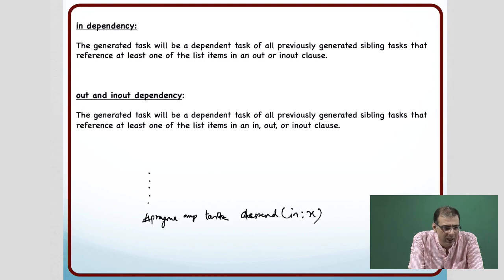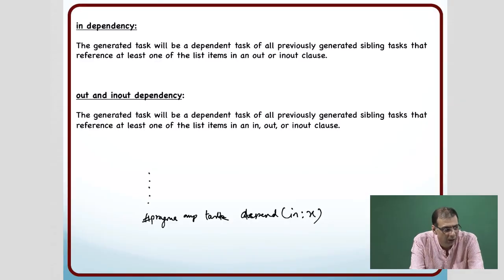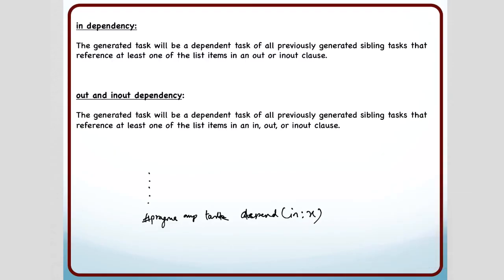So whenever I create a task, I am the parent task. So a task would know that somebody has created it. What does #pragma omp taskwait do? It waits for all the tasks to complete, all the tasks that it has launched. So it has the notion of all the tasks that I have launched. All those tasks are called sibling tasks. Sibling means what? Brother, sister. So all those tasks are sibling tasks.